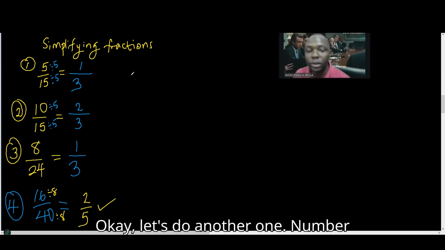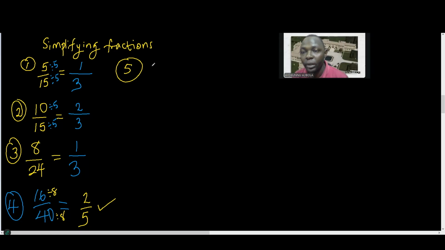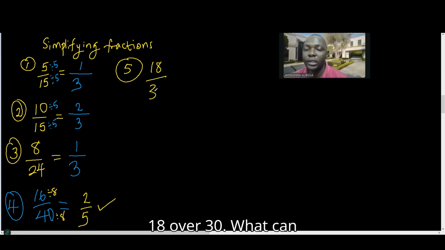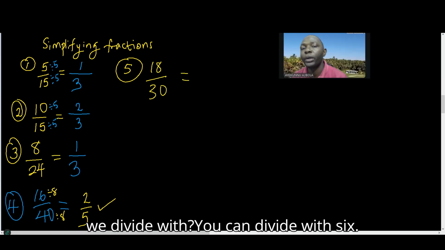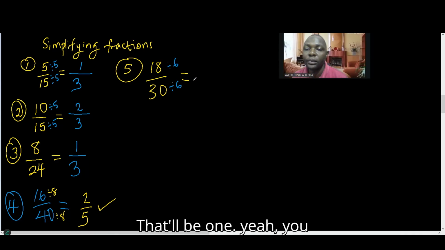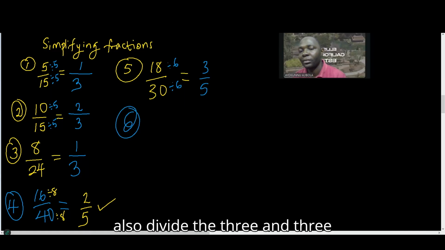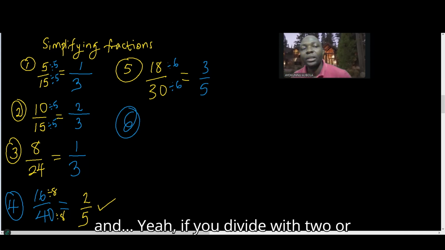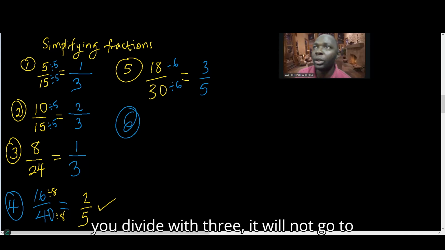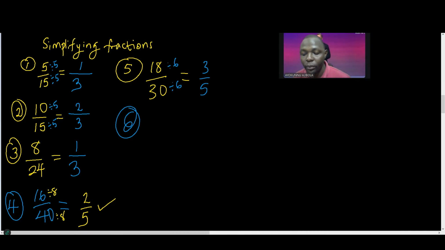Okay. Let's do another one. Number 5. 18 over 30. What can we divide with? You can divide with 6. That'll be what? You can also divide with 2 or with 3, but it will not go to the simplest form. You will need to continue dividing, okay?